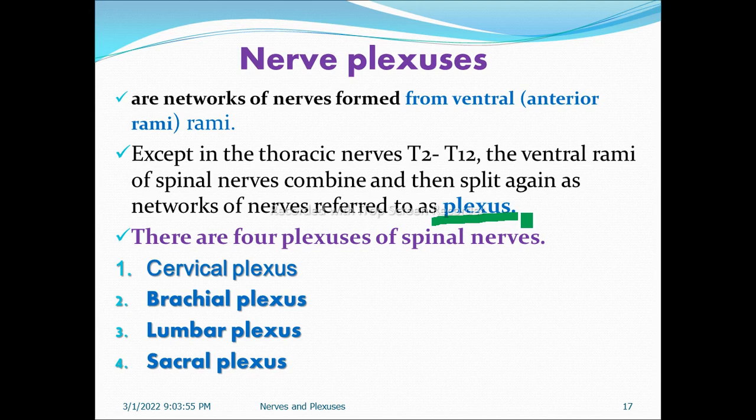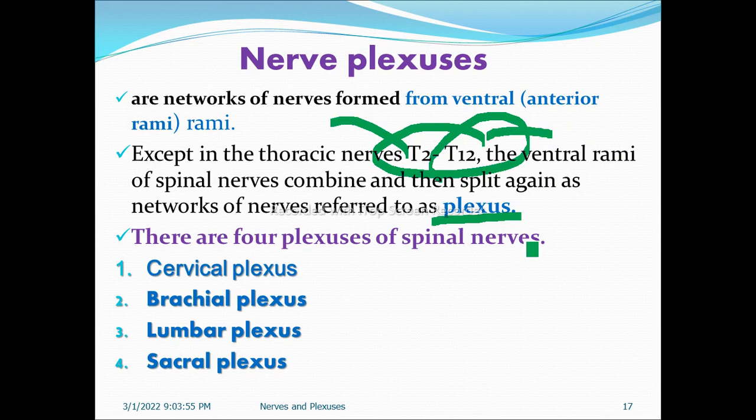So in the thoracic region, the nerves do not participate in plexus formation. But among the thoracic nerves, T1 and T12 do participate. T1 contributes to the brachial plexus, and some fibers of T12 participate in the formation of the lumbar plexus.